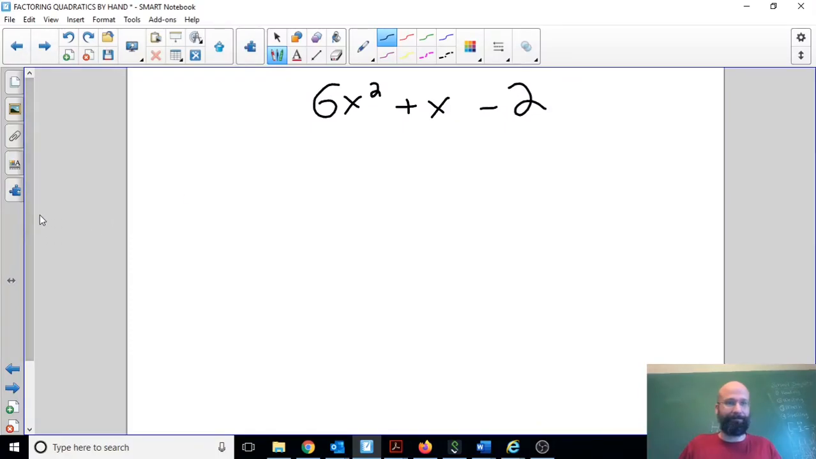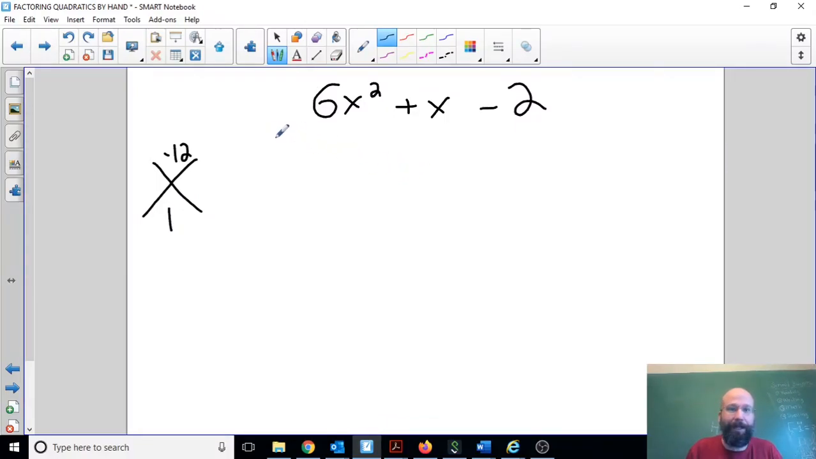All right, let's do another one. Gets a little harder now, but the same thing. You're going to find the GCF, step 1: 6, 1, and negative 2. Because I have this 1, I know that there's not going to be a GCF. So step 2, do the x. I'm going to multiply a, which is 6, times c, which is negative 2. So that's going to be negative 12. And then I have 1x down here, so 1 down here.